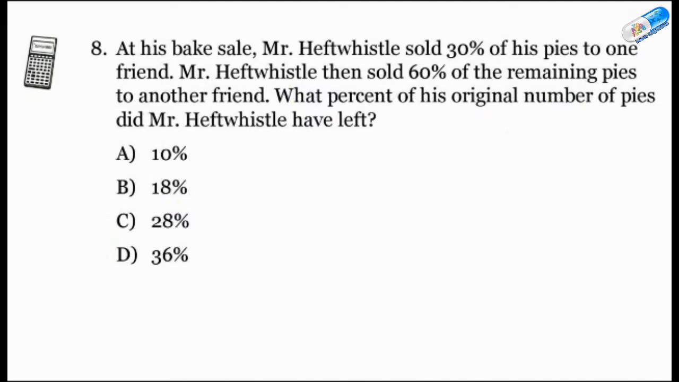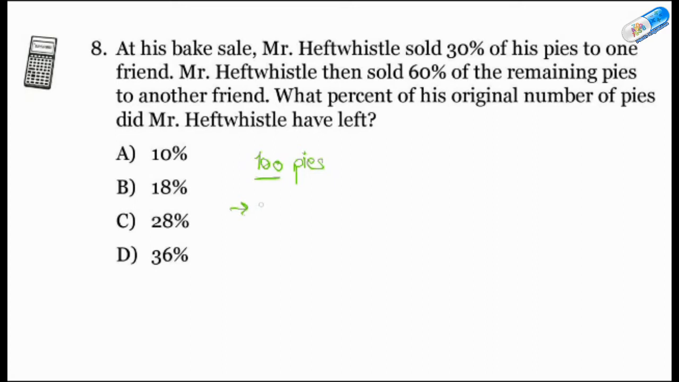Another example. At his bake sale, Mr. Heftwhistle sold 30% of his pies to one friend. Mr. Heftwhistle then sold 60% of the remaining pies to another friend. What percent of his original number of pies did Mr. Heftwhistle have left? So in this case, let's say that Mr. Heftwhistle had 100 pies. Because we are using percent, we will use the number 100.